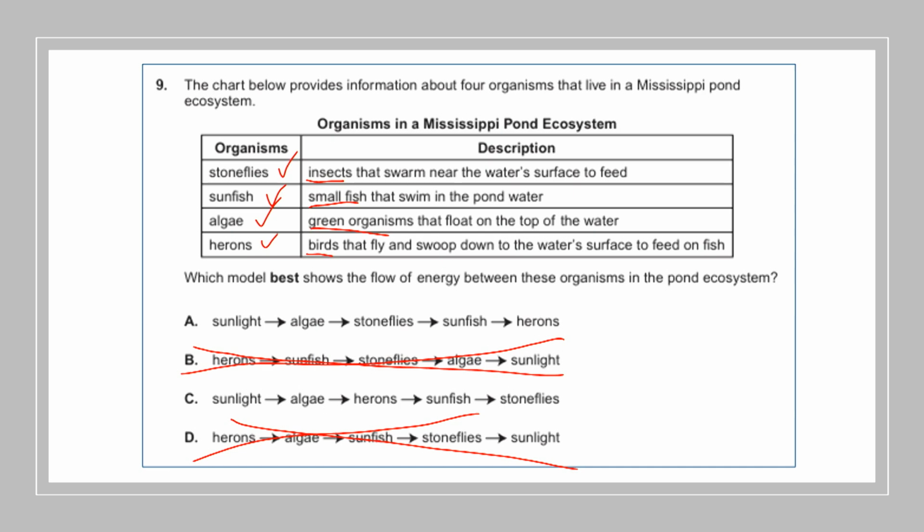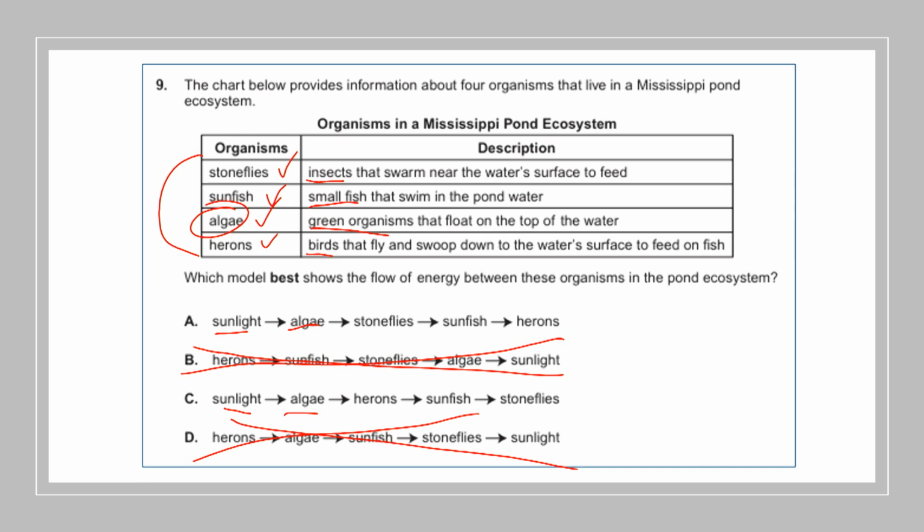And then what is the type of organism that can use sunlight to make energy? Those are going to be our producers. Out of these, which one looks like the producer? To me, it's the algae. So that doesn't really help us in between A and C because they both go sunlight and then algae next, okay? So let's see if we can find what comes next after this.